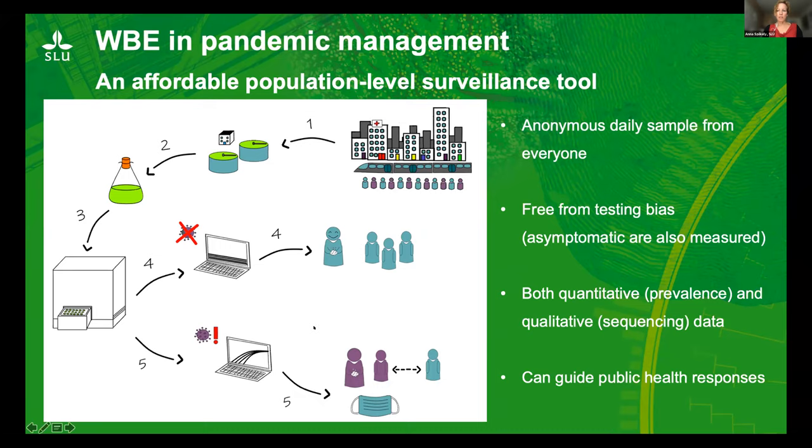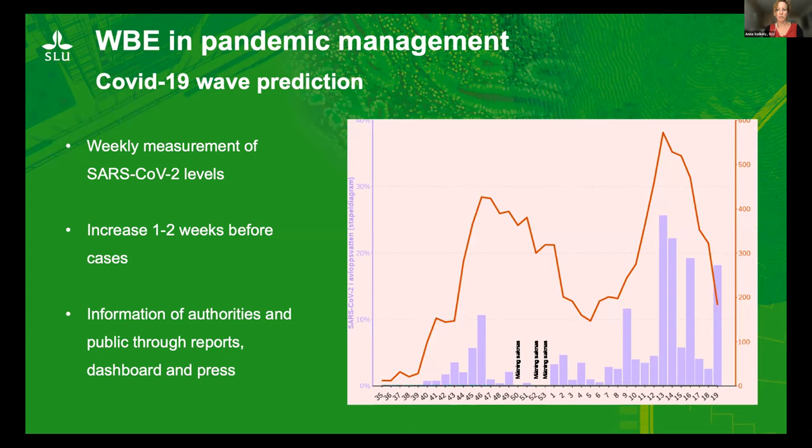Accordingly, at SLU, with my team, we have started this kind of monitoring of wastewater in Sweden, especially in our own town in Uppsala. By doing weekly measurements, we were able to predict both the second and the third wave of the pandemic 1 to 2 weeks before it started. We already saw the uptick of the virus content in the wastewater. We report this information on a weekly basis on public data portals, and we report it to the most important authorities that need to know this, prepare hospital capacity, and so on.